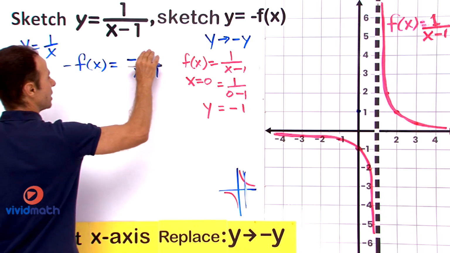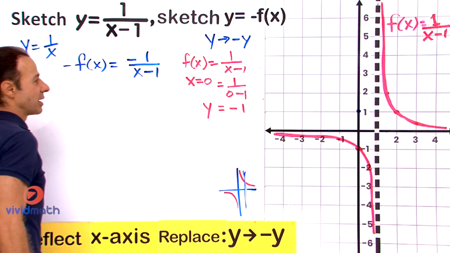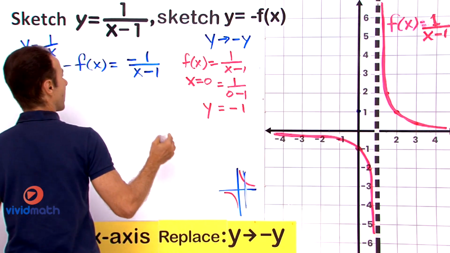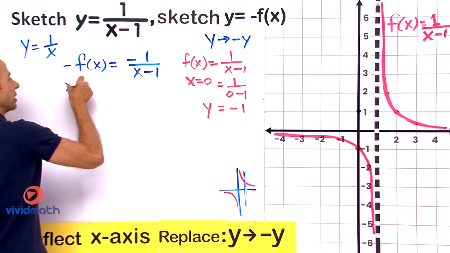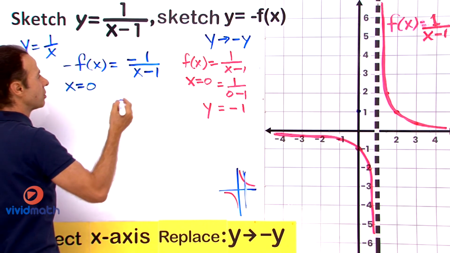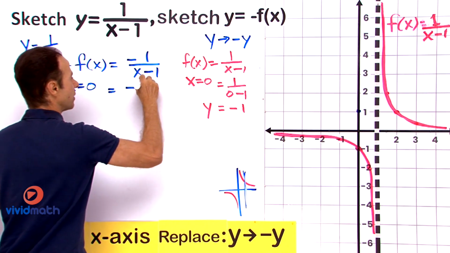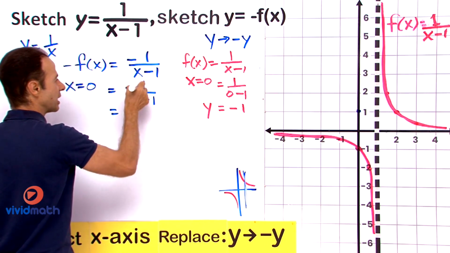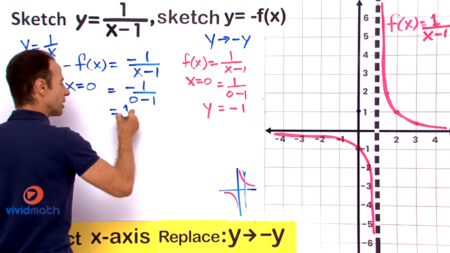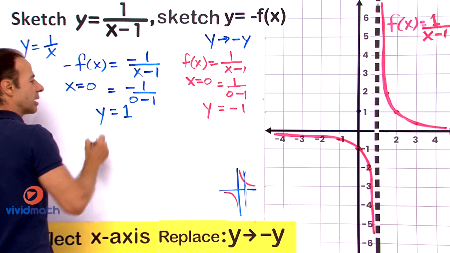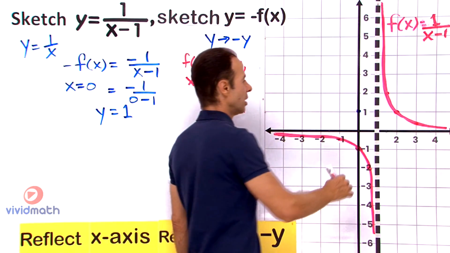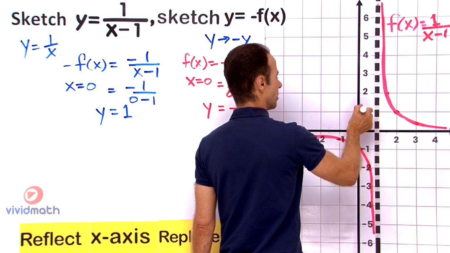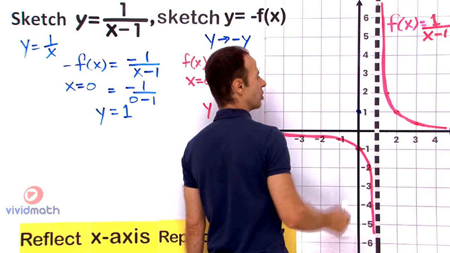Negative f(x) equals negative 1 on x minus 1. Let's find out where it cuts the y-axis. It cuts the y-axis when x equals 0. So y equals negative 1 all over 0 minus 1, which equals negative 1 on negative 1, positive 1. So y equals positive 1. There you go, right there. That's the exact mirror of that.